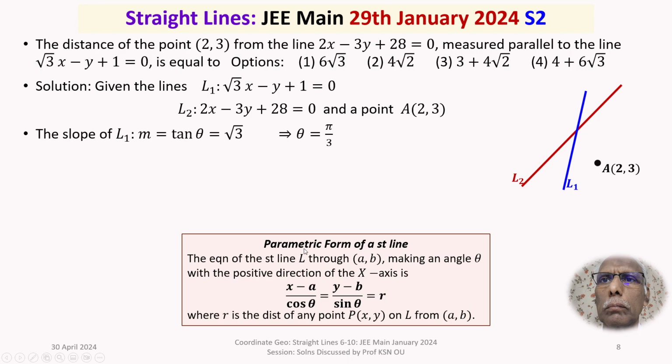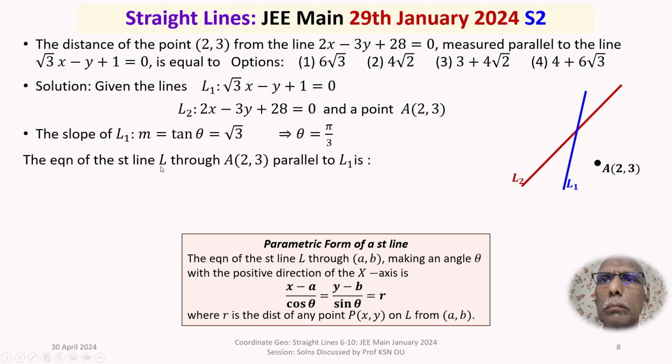So now we recall the parametric form of a straight line. The equation of a line L through a given point (a, b), making an angle θ with the positive direction of the x-axis, is given in parametric form as (x - a)/cos θ = (y - b)/sin θ = r, where r is the distance of any point P(x, y) on L from (a, b). Now this one we use here.